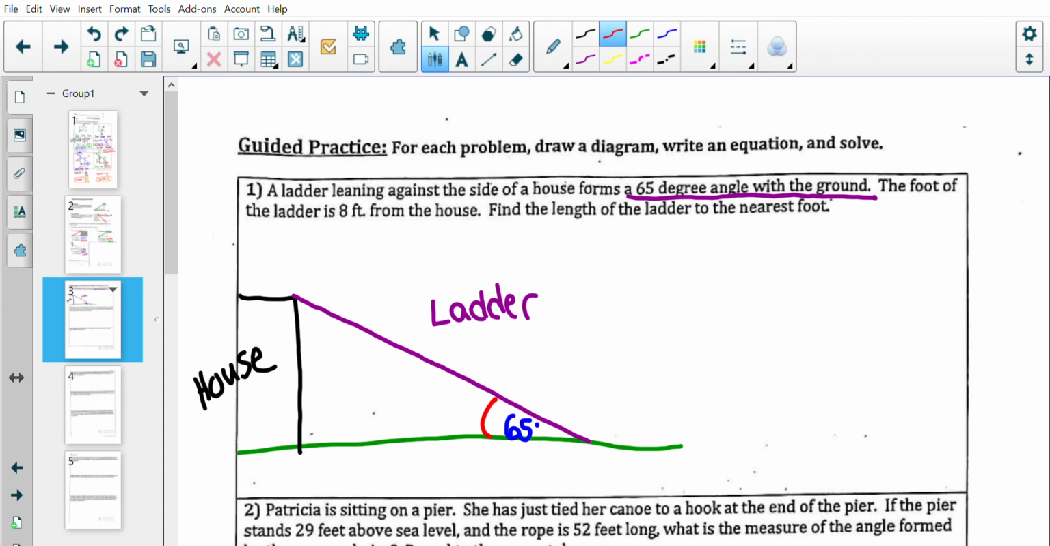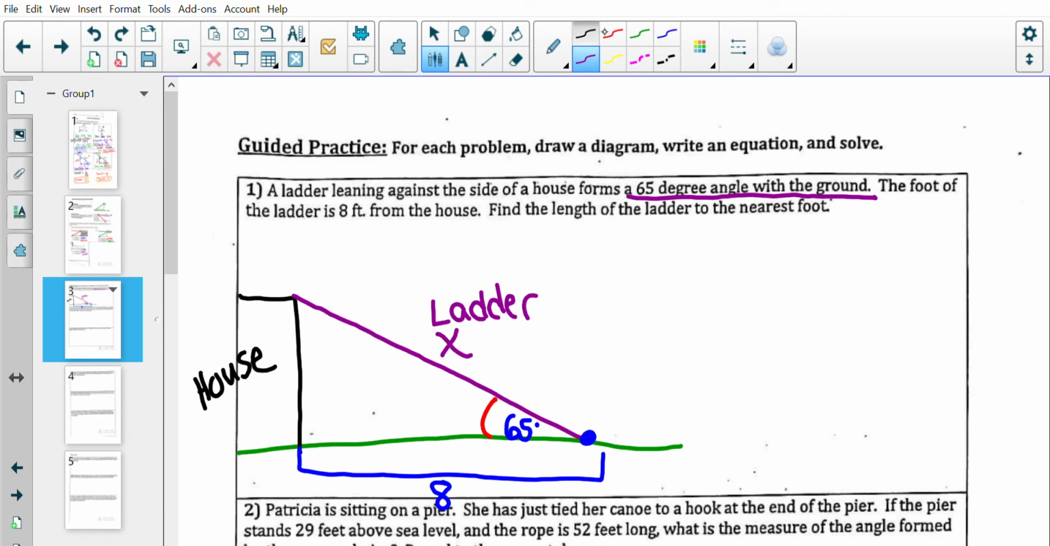We've got to pay attention to every word they're throwing at us. The foot of the ladder is 8 feet from the house. Well, think about it. The foot of the ladder, is that the top of the ladder or the bottom of the ladder? The foot of the ladder is going to be the bottom of the ladder, just like your feet are on the bottom of your body, right? So it's saying from the bottom of the ladder to the house, this segment right here is 8 feet long. Find the length of the ladder. So I'm going to put X for our ladder.